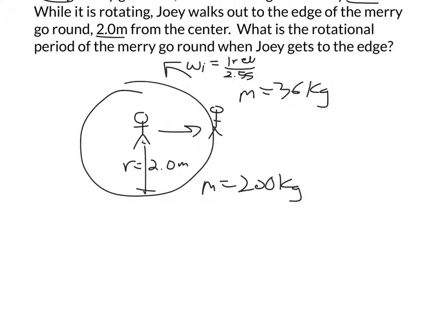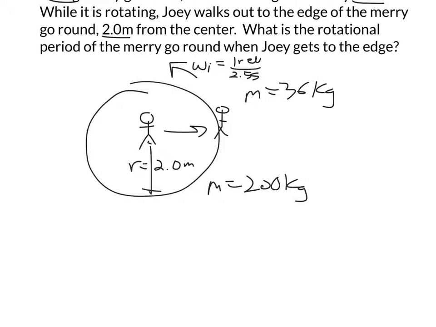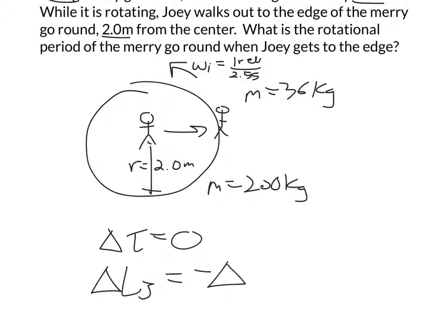So, this can be considered a moment of inertia problem, and I'm going to do a before and an after. Because all the forces here are internal forces, he pushes on the merry-go-round and it pushes back on him, there's not going to be a net torque on this system. That would have to come from outside. So the total torque on this system should be 0. So any change in Joey's angular momentum has to be equal to the negative of the change in the merry-go-round's angular momentum.